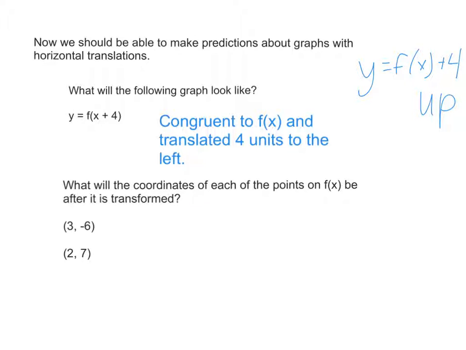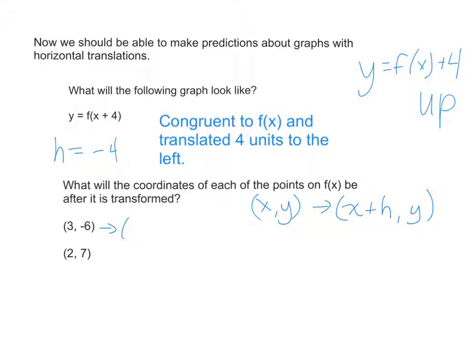And what will the coordinates of each of these points be after it's transformed? So what was that mapping rule again? X, Y maps to, what did we say it was? X plus h and y. So if we're looking at this function, y equals f of x plus 4, what's the h value? H is equal to -4. So this is going to be x minus 4.